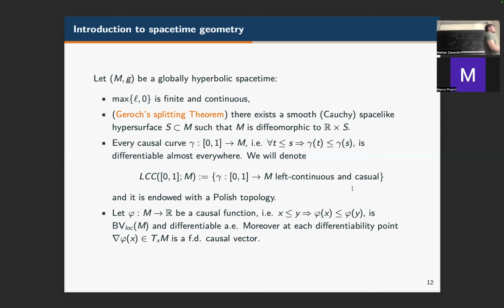Well, these functions are always locally of bounded variation with respect to the Lorentzian volume measure, and these are always differentiable almost everywhere. It follows from the property of that function, differentiability. And at each differentiability point, the Lorentzian gradient of this function is always a future directed causal vector. I mean, this function is increasing with the order, so you can imagine that the vector of its gradient is always pointing in the future.